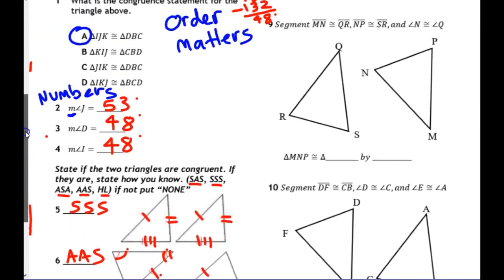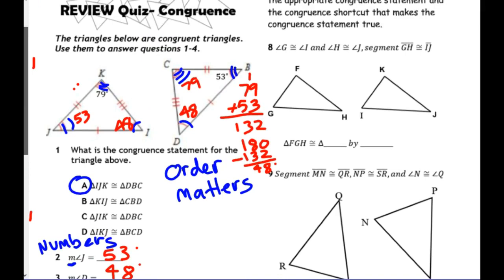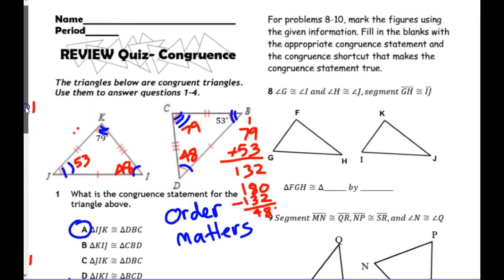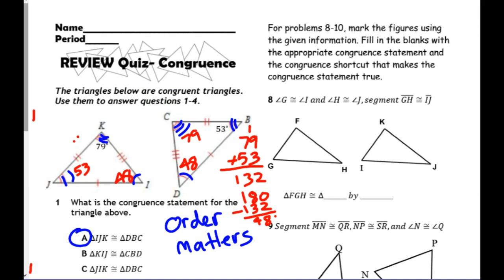Alright, and then we're looking up here. Now these, some people had trouble with, so please focus. I'm showing you how to do these. For 8 through 10, you're going to mark the figures, okay? You're going to use tick marks or arc marks. So let's look at 8.